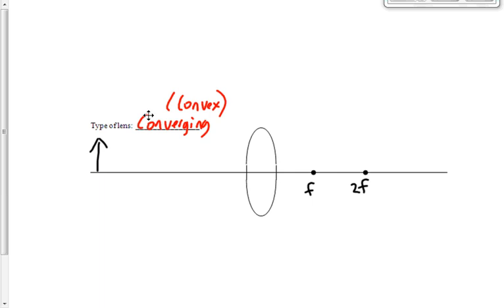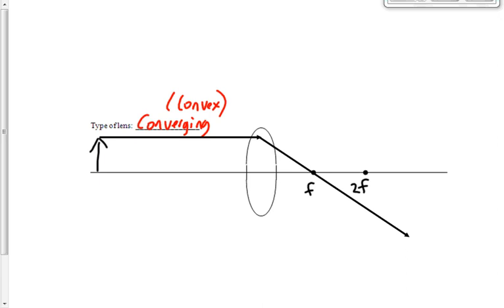The first ray, you can probably predict what it's going to look like. It's going to go from the top of the object parallel to the principal axis. But this time, it isn't going to reflect. It's going to refract. It's going to bend. Where do you think it bends? It's a converging lens. Rays parallel to the principal axis will converge at the focal point. It's going to go down here, right through the lens and right through the focal point.